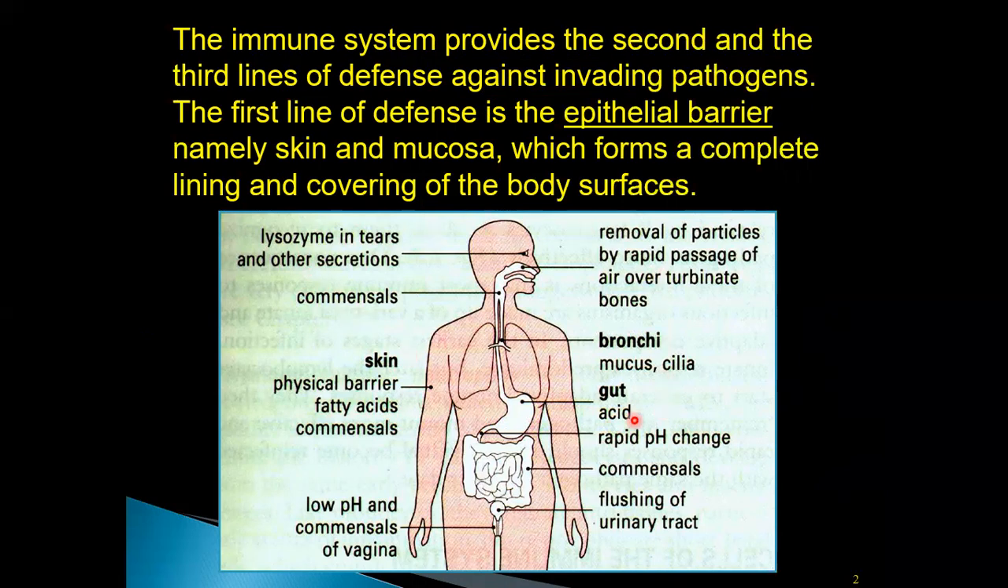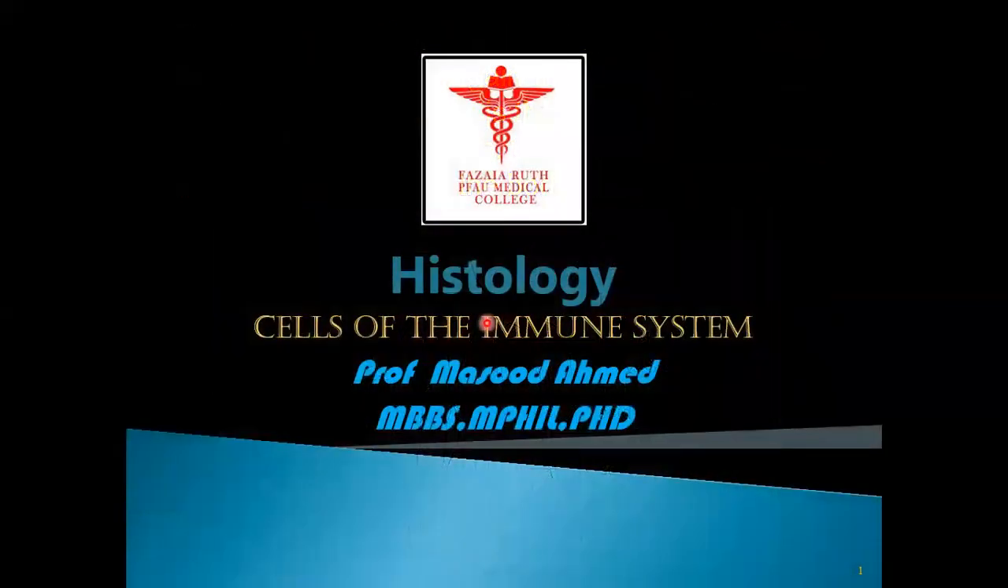So all these mechanisms, the intact epithelial lining, plus these secretions, and these mechanisms in the nasal and respiratory system, and this pH mechanism, all act as the first line of defense. So this is the first line of defense, and the immune system is the second line of defense. The natural immune system or innate immune system is the second line of defense, and the adaptive immune system or specific immune system is the third line of defense. I hope this has cleared your concepts about the cells of the immune system and the concept of immunity.